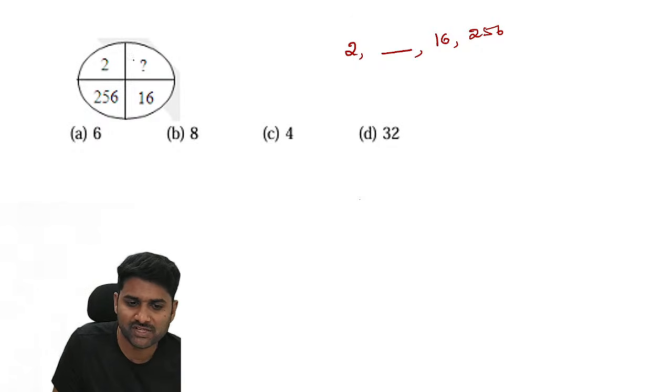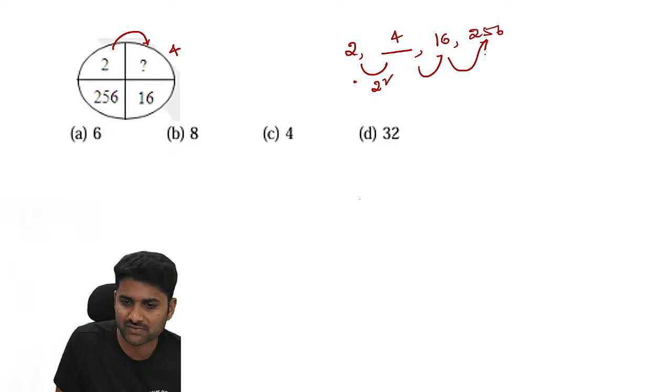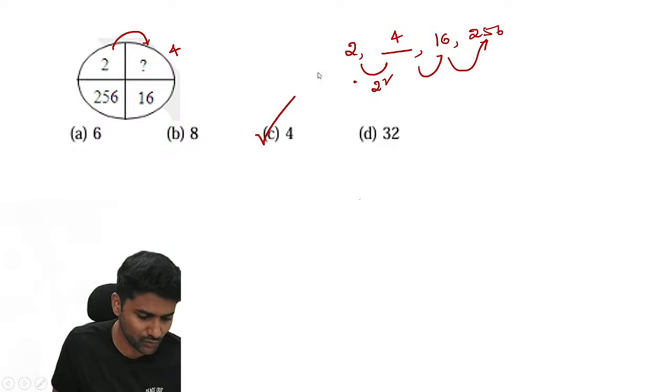See, it's all about the square of that number. 2 square is 4, 4 square. Here 2 square is equal to 4, 4 square is equal to 16, 16 square is equal to 256. That's why the number that should replace the question mark is 4.